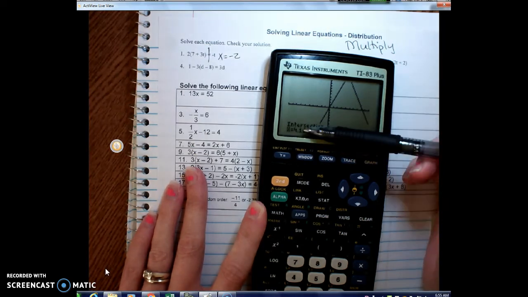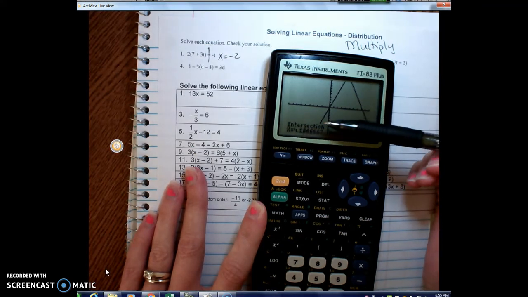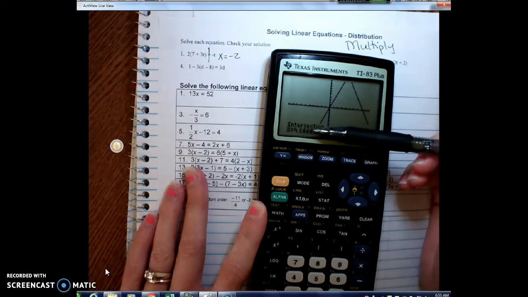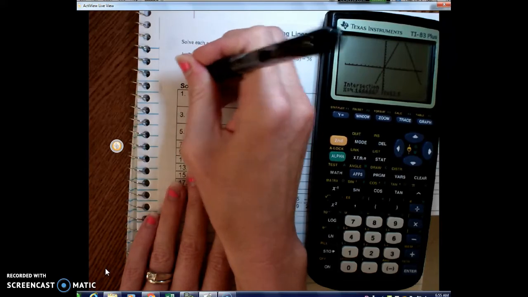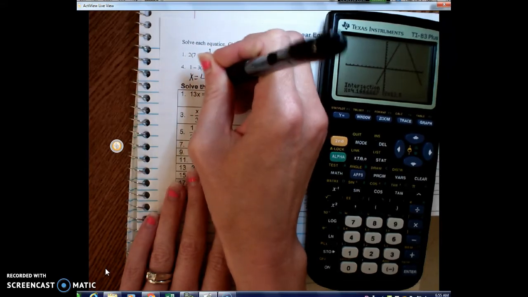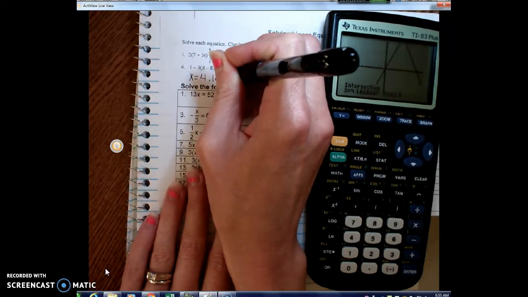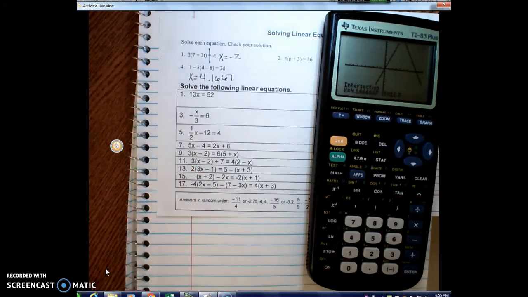Once it does that, it gives me an intersection point of 4.1666667. So again, on your paper, sometimes if you're given answer choices, they might be in fraction form, so you just have to convert the fractions to know if it meets that decimal.